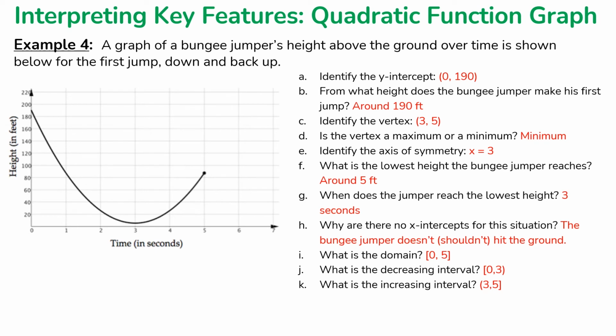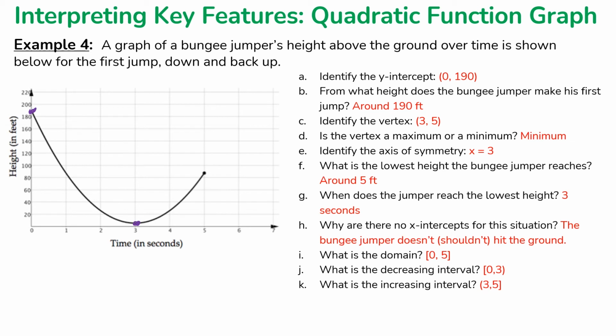Alright, so go ahead and check your answers. The y-intercept is (0, 190). From what height does the bungee jumper make his first jump? At 190 right here, starting. The vertex here, the lowest point on the graph, is 3.5. So you maybe had to approximate it, because it's hard to be exact here.